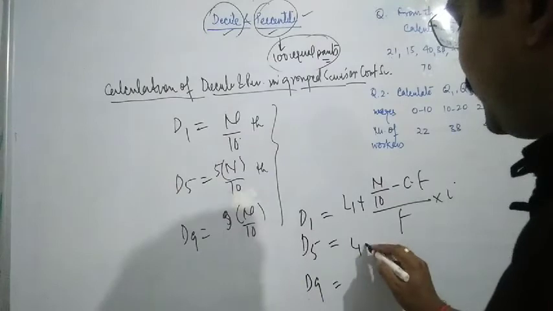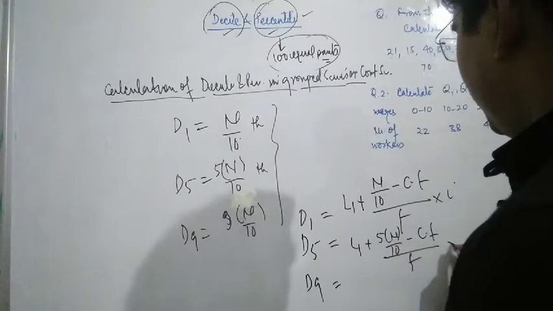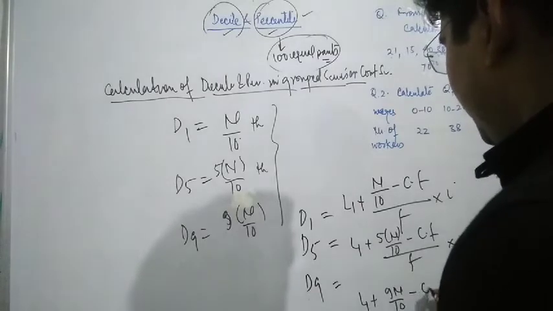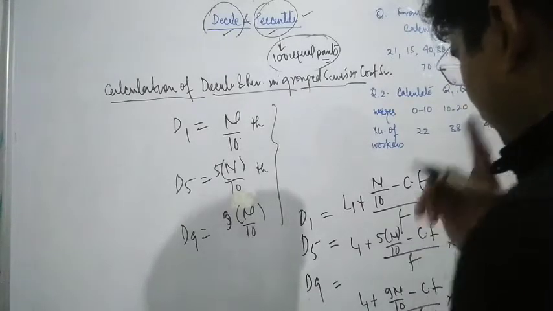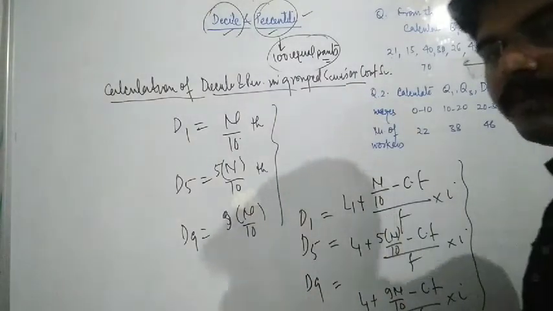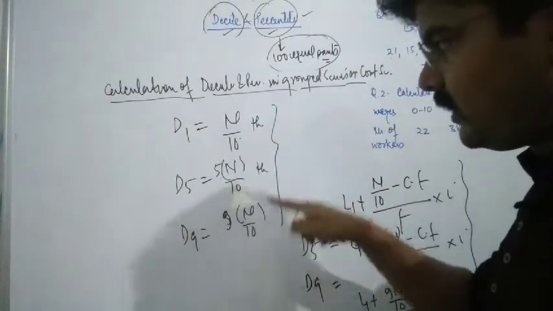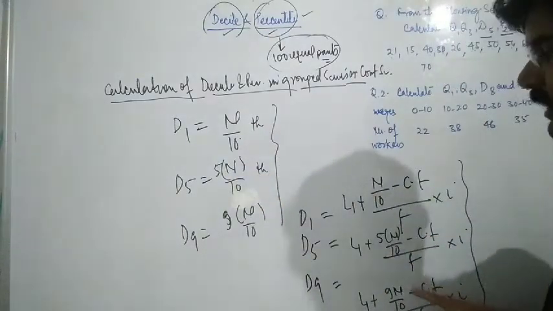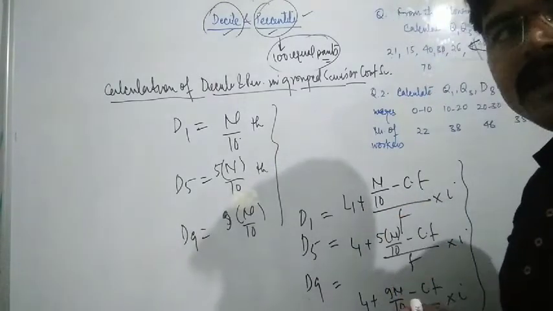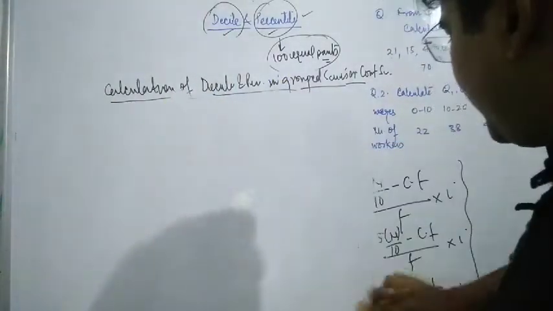For D5, it is L1 plus 5n upon 10 minus Cf upon F into I. And for D9, L1 plus 9n upon 10 minus Cf upon F into I. This is the formula through which we can calculate decile in group series. First we have to calculate the class interval value using this formula. After that we have to use this formula for calculating the exact location of the first decile, fifth decile and the ninth decile. Let us come to the next part, percentile.